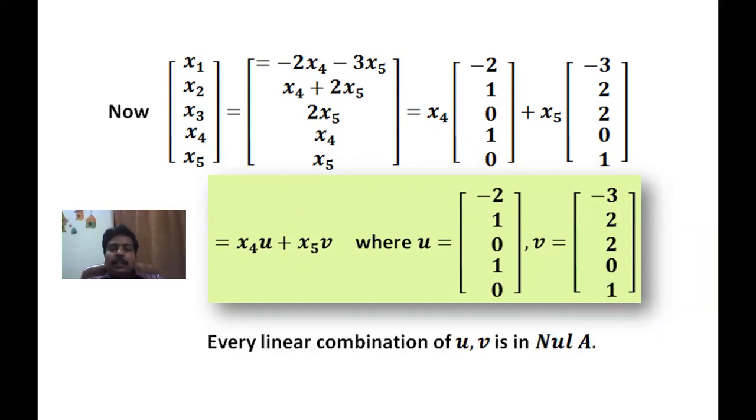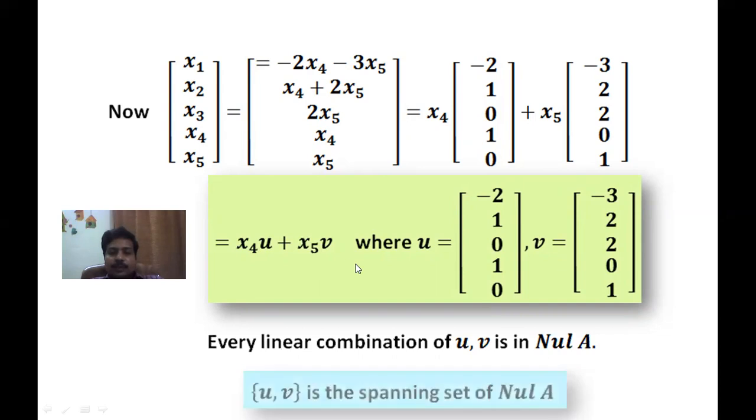So every linear combination of u and v is in the null space. You can take any scalar in place of this x4 and x5. So the set {u, v}, where u is equal to this first vector and v is equal to this vector, is the spanning set of null A. These two vectors can span the entire null A.